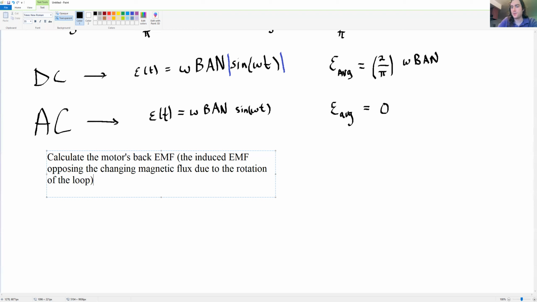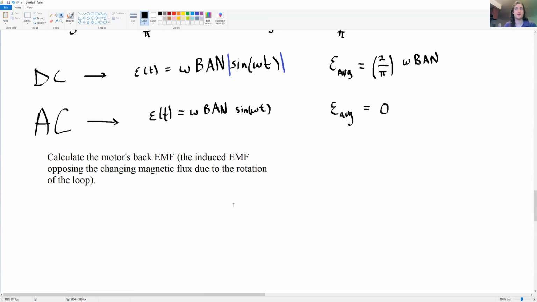Okay. Sorry about that, I messed that up, but I don't think I gave you enough time to even write that down anyway. So now you can go ahead and write that down. Calculate the motor's back EMF. In other words, the induced EMF opposing the changing magnetic flux due to the rotation of the loop. That's what we've just done here, okay? But let's go ahead and plug in some numbers and really get a feel for how much voltage we can even generate from something like this.